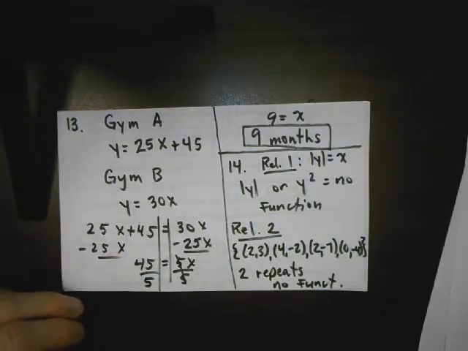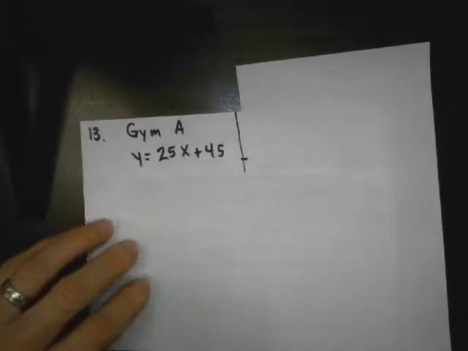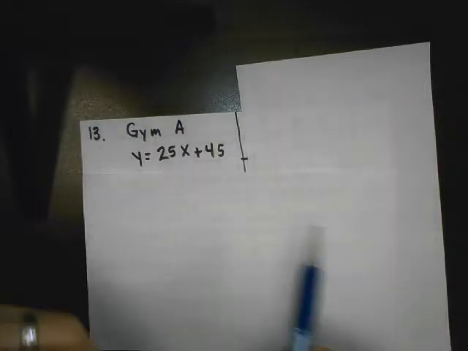So for number 13, they talk about 2 gyms and charging, and they ask when will they be the same, right? So for the first one, they say gym A charges $25 per month. Per month, that's your hint that the x is going to go there, and x is going to be the number of months, right? And then they say $45 initiation fee. That's a one-time deal. One-time deal we learned in class, that's our B.